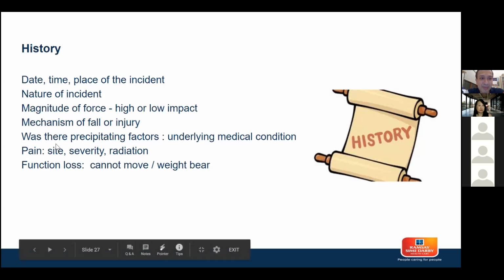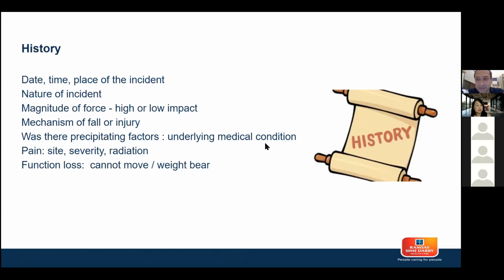Okay, so anything else? Precipitating factors, you have to understand if there was any underlying medical condition. Patient slipped and fell in the bathroom, but did he have a stroke before that, or did he lose consciousness and whatnot? And then the common things like pain, the site, severity, radiation, is the pain radiating anywhere? Functional loss, always check for. They can't move obviously in a fracture, but also things like numbness, paresthesia, whether there's any compression or compromise of the nerve function. Is the limb going blue? Is it turning color? So there's a compromise in the vascular situation as well. So history is fairly important.